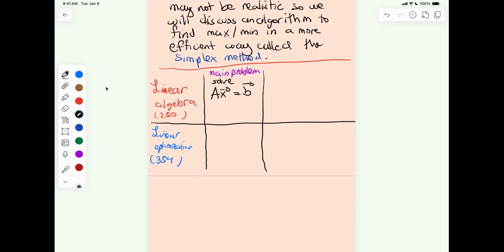In linear optimization, what is the main problem? We're not trying to solve a system of equations per se. We're trying to find a max or a min. That's why it's called optimization. I'll just write it in terms of the max. So we're trying to find the max of a dot product, like that's what I said is happening. I'll write it this way. And the idea is that x, the vector x, satisfies some inequalities that more or less look like this.